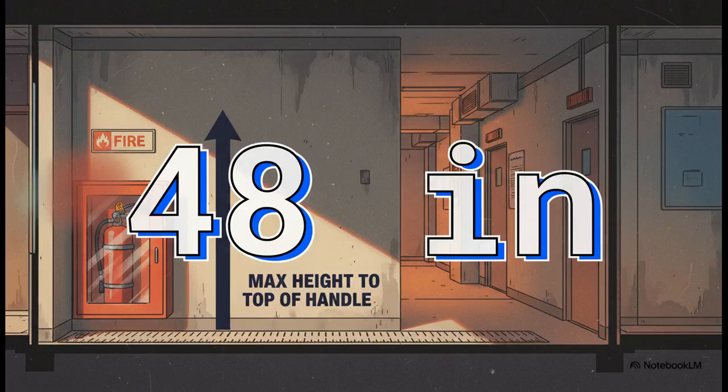And here's magic number 2: 48 inches. The Americans with Disabilities Act, the ADA, is super clear on this. The handle, the part you actually use, can be no higher than 48 inches from the finished floor. Why? So someone in a wheelchair can actually reach and operate it. And just a pro tip, if it's in a recessed cabinet, that height actually drops.